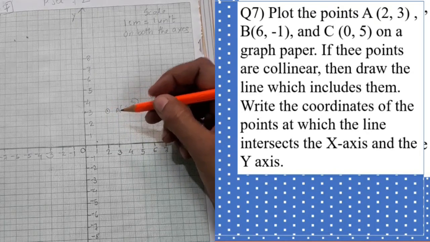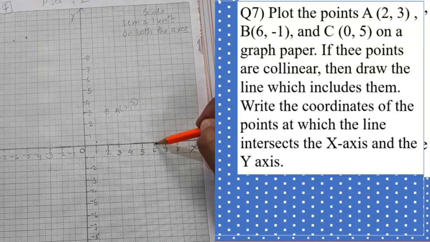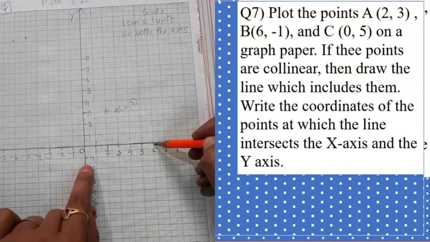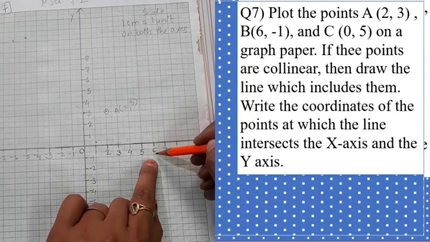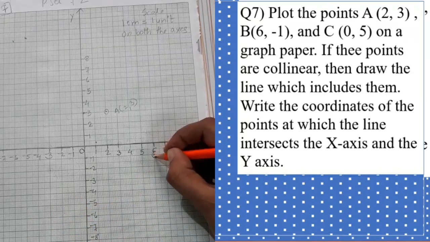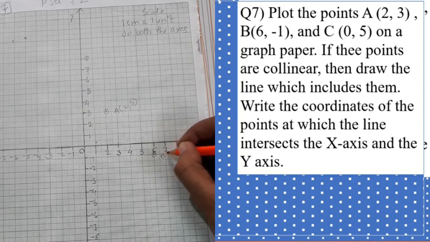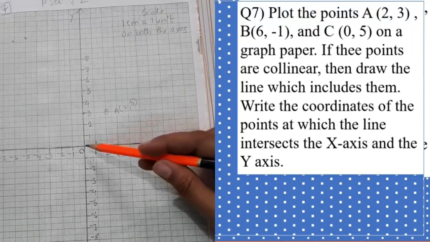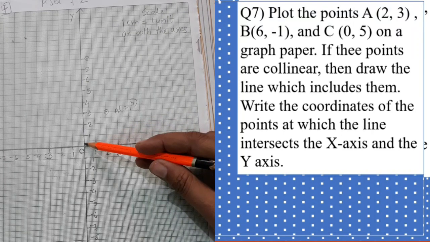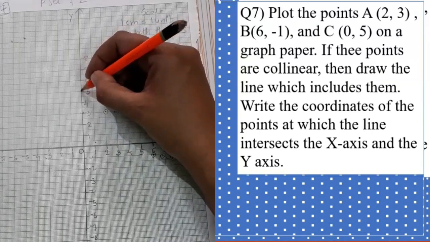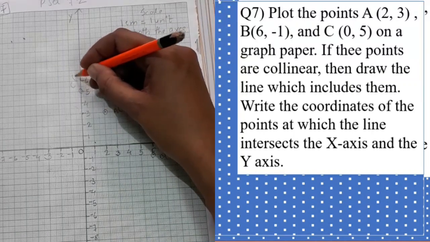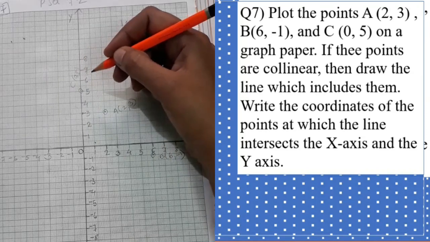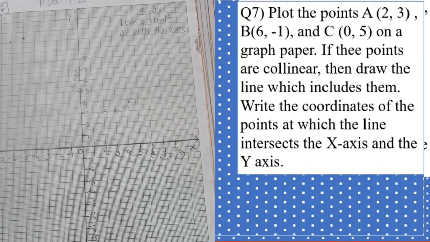Now point B is given: the x coordinate is 6 and the y coordinate is -1. Where is -1, students? Over here. So 6 and -1 will come on this side, at the point B, 6 and -1. After this, point C is given as 0 and 5. It means the x coordinate is 0 and the y coordinate is 5. It will come over here, C, 0 and 5. Okay. Now we have to join these three points.